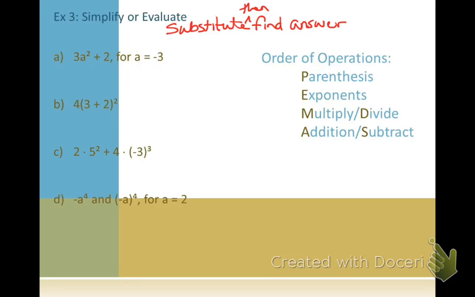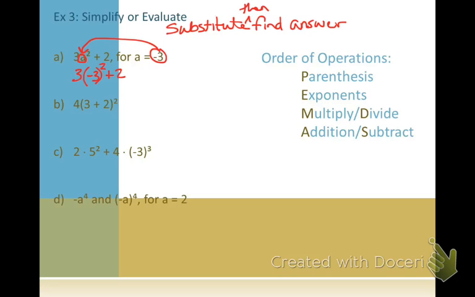All right, so I have A right here, and you're going to plug in this whole thing for A. So it's going to look like this. Always have a parentheses in the area where the variable is located. So I would do 3 times A, which is negative 3, and then you square it, plus 2.